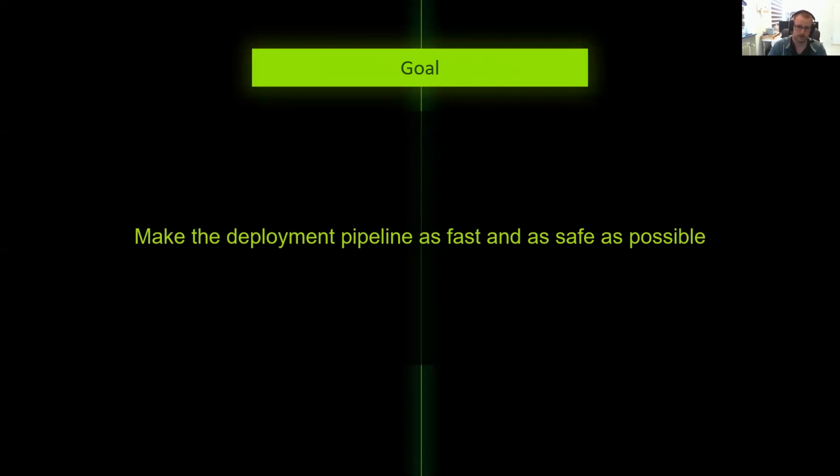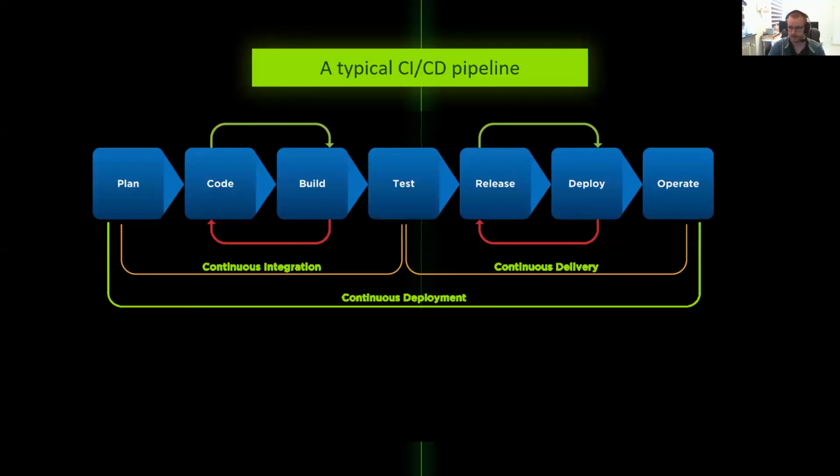We can look at this whole thing as a typical pipeline, and what we have then is a first phase where we start out planning a feature, then we write the code for it, we commit the code to our source code management system. The build server fetches these changes, produces a new build, and tests it. This is where continuous integration stops.